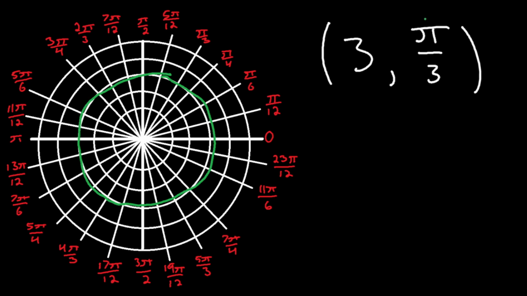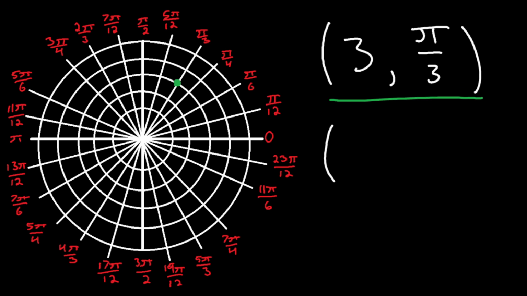So we need to look at the angle now. What's the angle? Pi over 3. So we need to look for pi over 3. Pi over 3 is along this line right here. So we want to be along this line, and we want to be along the third ring. So where is that? Right over here. So this represents the point (3, pi over 3).